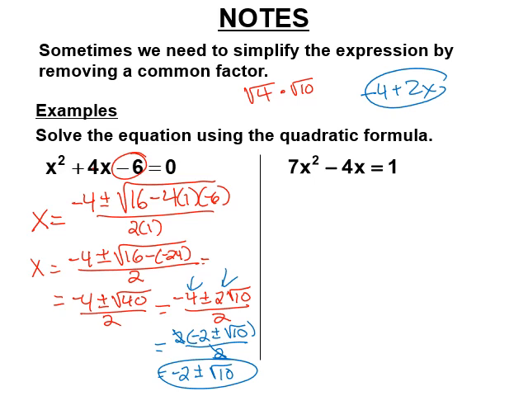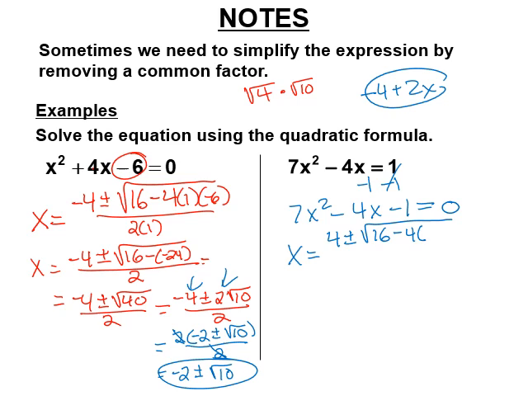So this is tricky, right? You got to get that equal to 0 before you do anything else, right? The quadratic formula works on ax squared plus bx plus c equals 0. Sorry, I said that wrong at first. So we have to subtract 1 on both sides. Now we can use our formula. So negative b, 4, plus or minus the square root of b squared, 16, minus 4 times a, which is 7, times c, which is negative 1, all over 2 times 7.